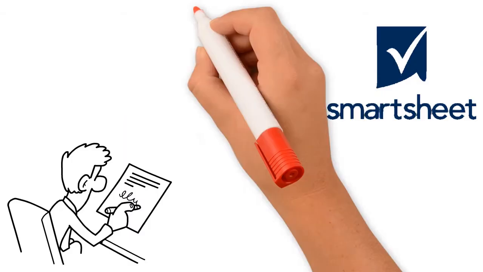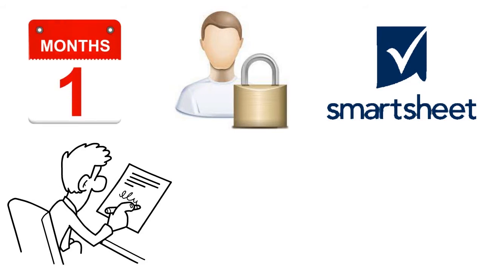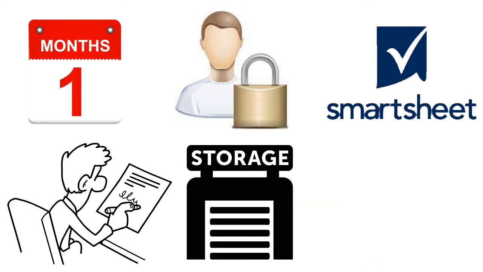So the Pro will cost you about $7 per user per month when billed annually, or $9 per user per month when billed monthly. And this plan is available for a maximum of 10 users, and it offers 20 gigabyte attachment storage and 250 automations per month.